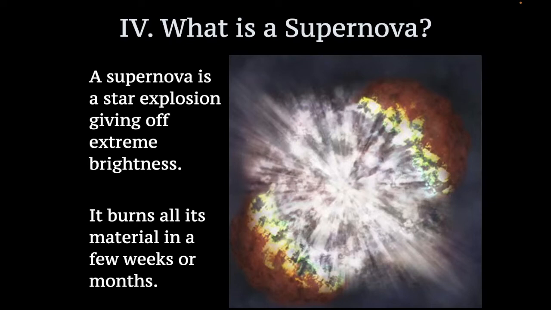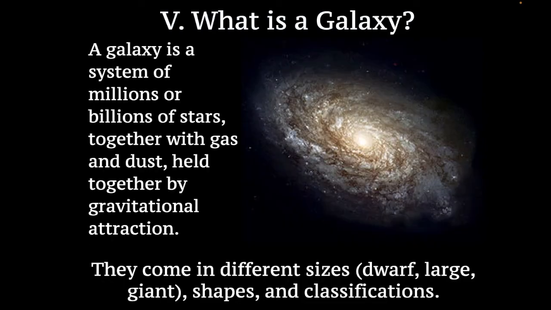Now let's identify what a supernova is. A supernova is a star explosion that gives off extreme brightness and heat. And then we're going to talk about some different galaxy shapes. A galaxy is a system of billions or millions of stars filled with gas and dust that are held together by gravitational acceleration. These galaxies are found in different shapes, sizes, and classifications. We're only going to focus on a couple of them.